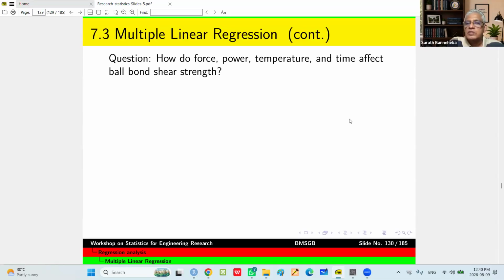So one way to answer this question is to build a model connecting the shear strength y and the other x variables. That way, first we will be able to identify the important variables, sometimes called significant x variables, for modeling y. And then once you have a good model, the coefficients of the selected x variables will give us an idea about the effect of each of those variables.